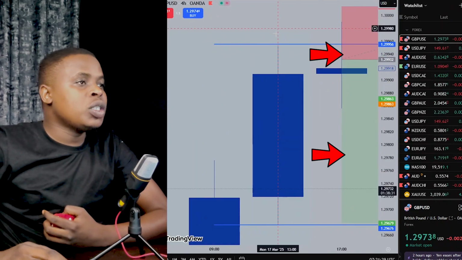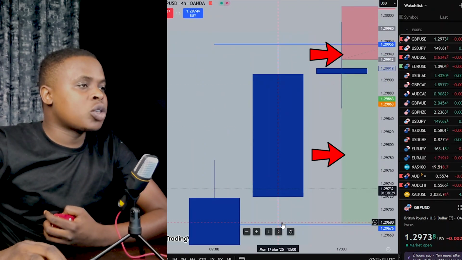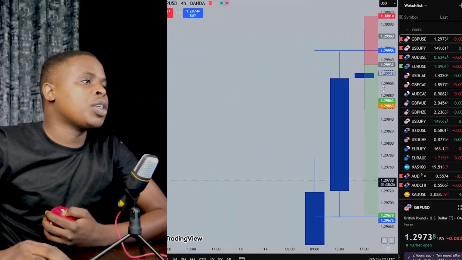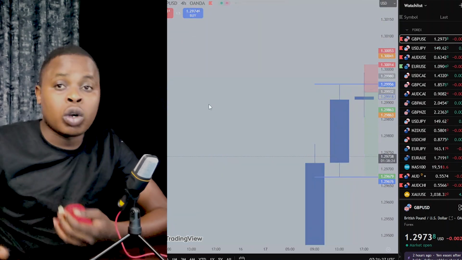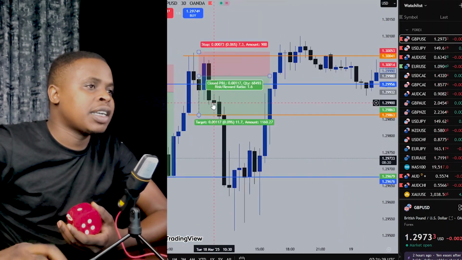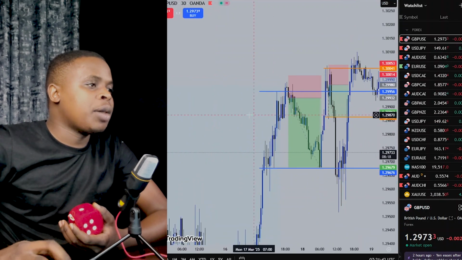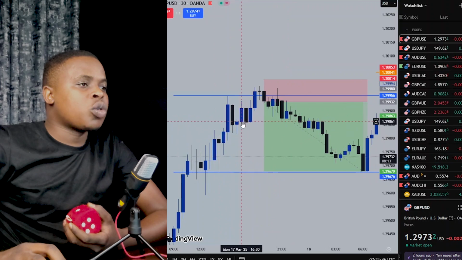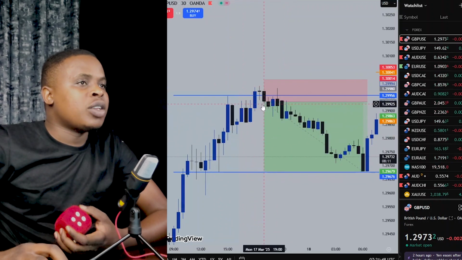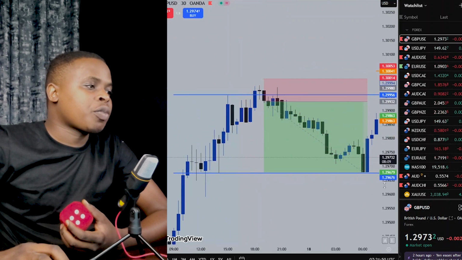Once you mark this upper zone and this lower zone, what you want to do now is go to the lower time frame. For me, I would go to the 30-minute time frame, or you can use the 15-minute time frame. When this happens, forget about the next one, I will explain that also. You want to go to the lower time frame, to the 30-minute time frame right there.